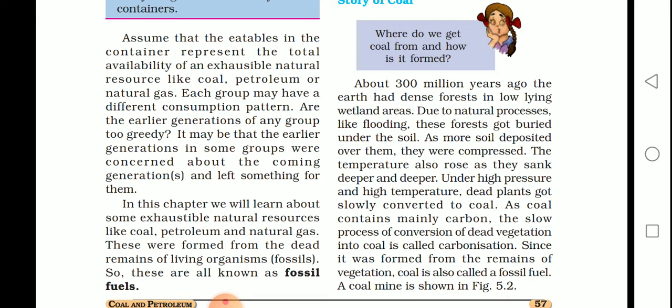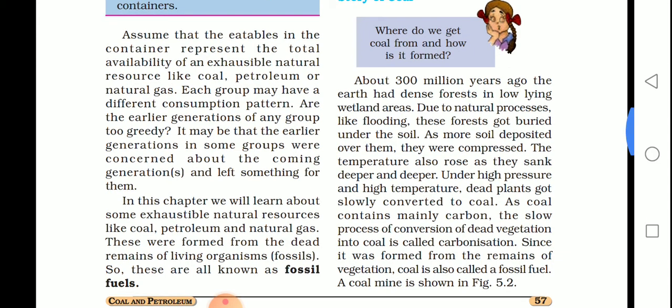We have known the definition of fossil fuels. Fossil fuels are the dead plants and animals which were buried millions of years ago and, due to high pressure and temperature, were converted into one type of fuel, known as fossil fuel. Fossil means the remains of dead plants and animals. Fuel, as we have already studied, is a substance which produces heat and light when it is burnt. That is known as fuel.